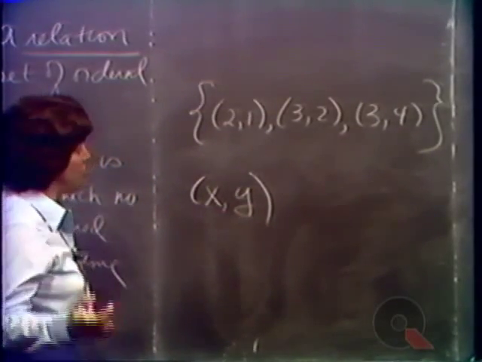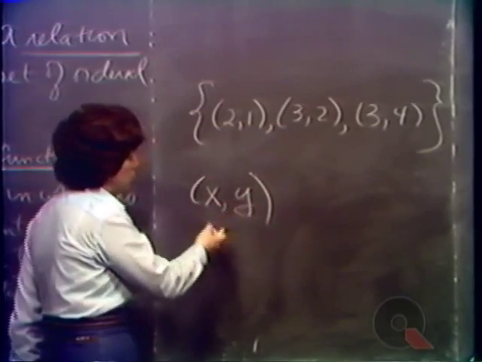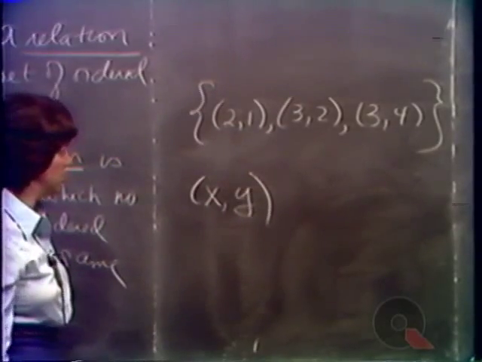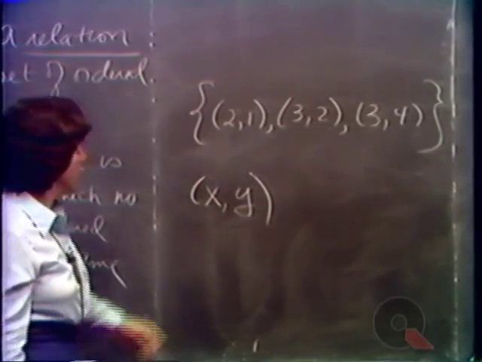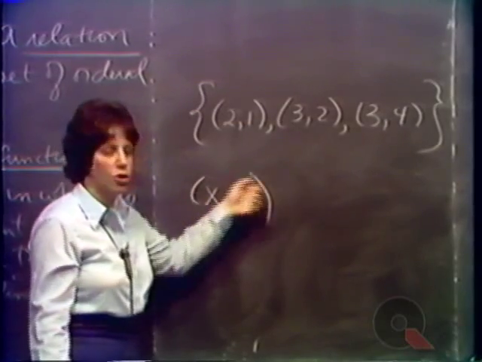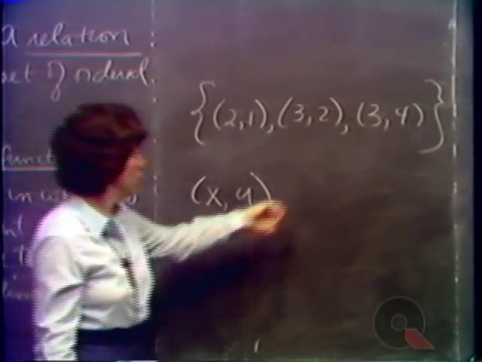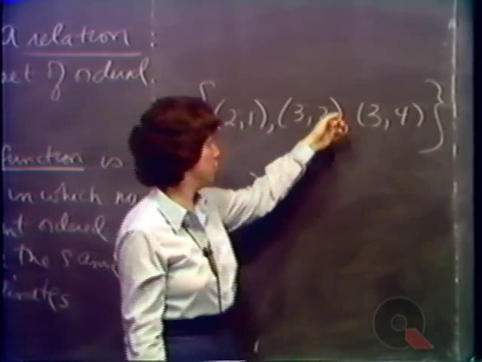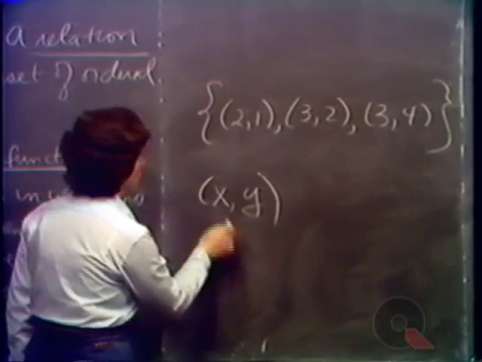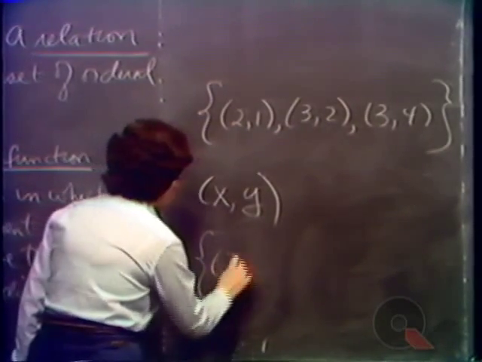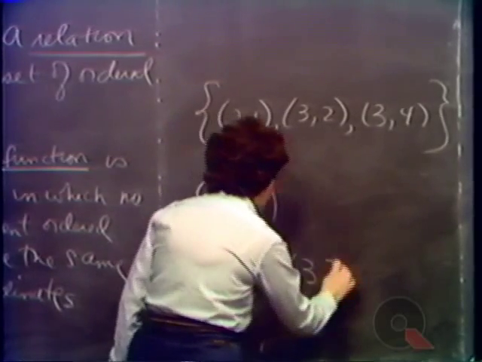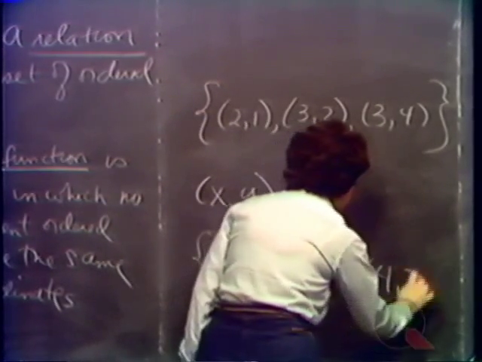You could also think of the x values as, say, students, and y values as classrooms that they're assigned to. Now, you would not want to have, for example, one student assigned to two different classrooms at the same time. In other words, student number 3, you don't want him to go to classroom 2 and classroom 4. But it's perfectly okay, you could still have a function if you had something like this: (2, 1), (3, 2), and (4, 2).